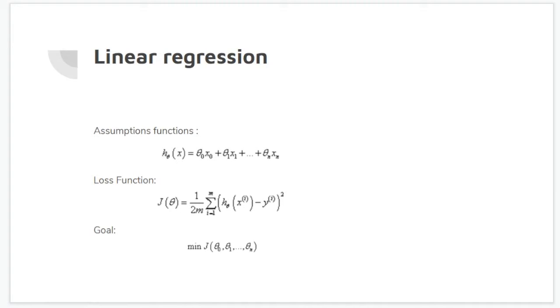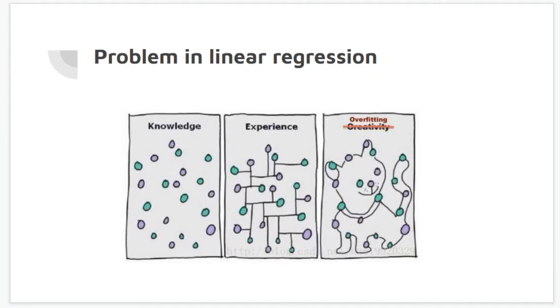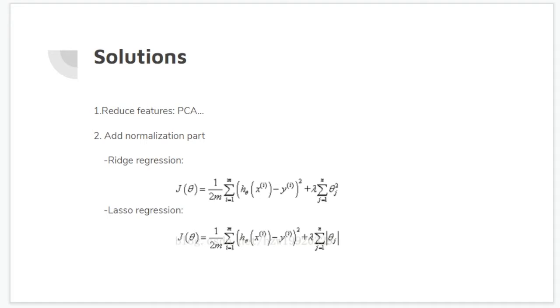Let's take a look at linear regression first. Here are the assumption function and loss function. Our goal is to minimize the loss function. The problem in linear regression is overfitting, and we have 3 solutions to solve the overfitting problem in linear regression. One is feature reduction. We can use PCA to choose the main components. Another way is to add regularization parts here and here.